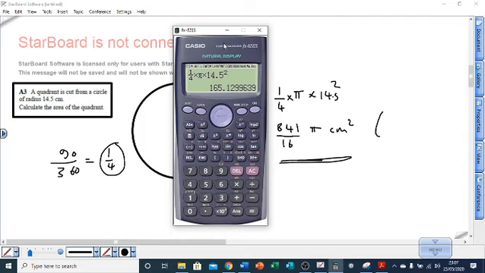So that's 100% accurate, and that's just been rounded. Question 4. A circle's diameter is cut in half. Calculate the area of each of the semicircles.